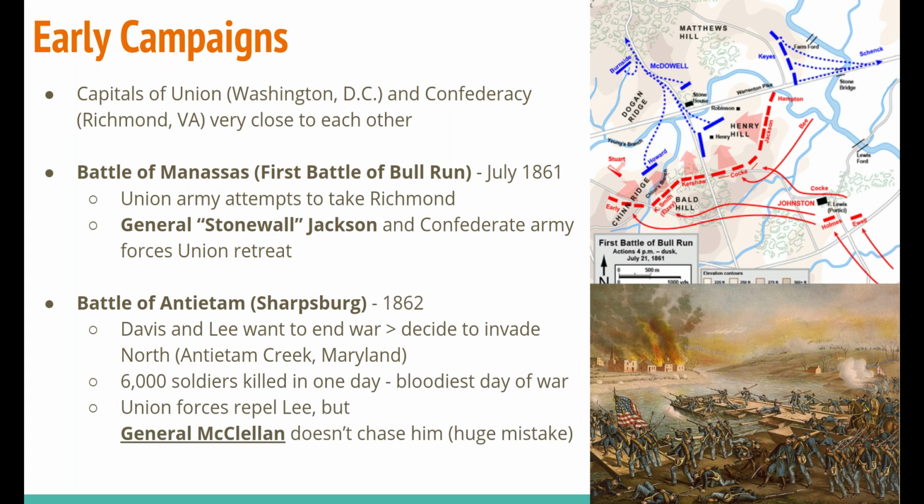As a result, McClellan does end up getting fired because McClellan does have this history of running away, of not being terribly aggressive, and he's just not the right leader for the job. And so Lincoln eventually does end up firing him, and then he runs against Lincoln for the presidency a few years later.